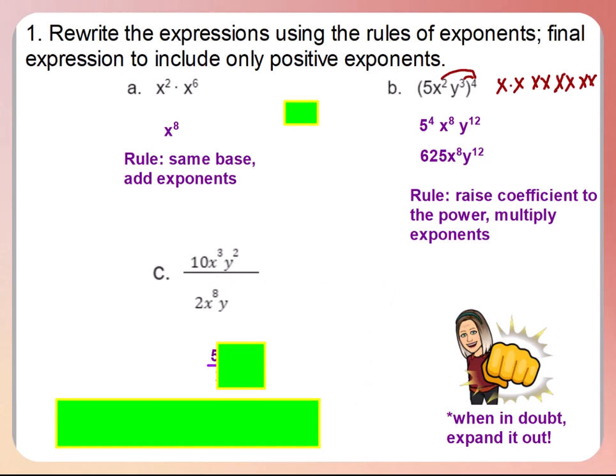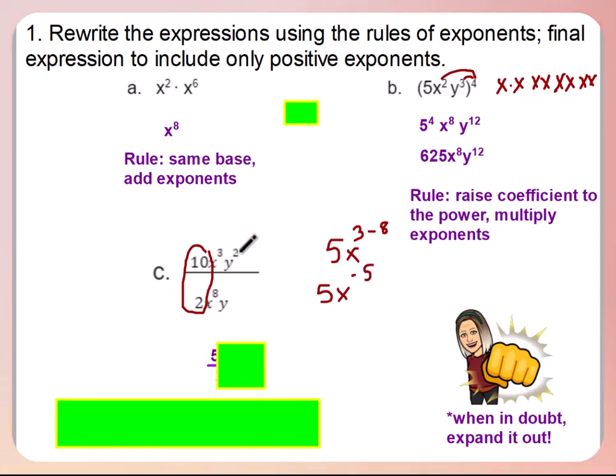Let me write that out. We did this part right here. 10 divided by 2 is 5. And then x, when we're dividing, we subtract the exponents. 3 minus 8. Let me bring this down. 3 minus 8 is negative 5.